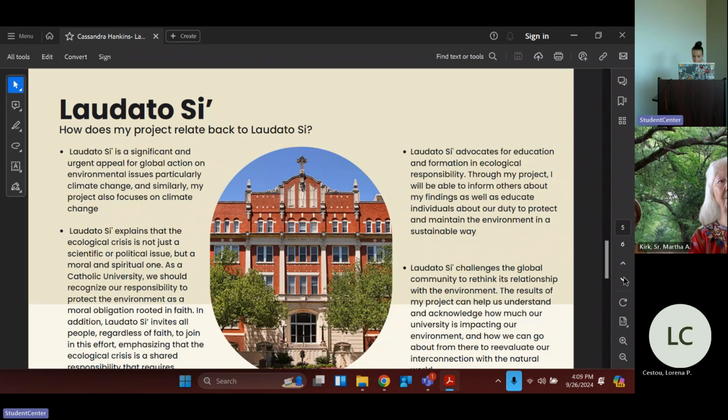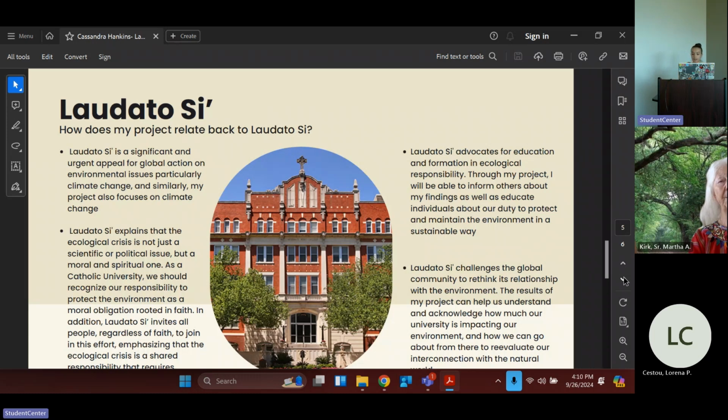And even if you practice a different religion or don't practice a religion at all, Laudato Si invites all people, regardless of faith, to join in this effort, emphasizing that the ecological crisis is a shared responsibility that requires collective action. Laudato Si also advocates for education and formation in ecological responsibility. So through my project, I will be able to inform others about what I have found, and to educate individuals about our duty to protect and maintain the environment in a more sustainable way.